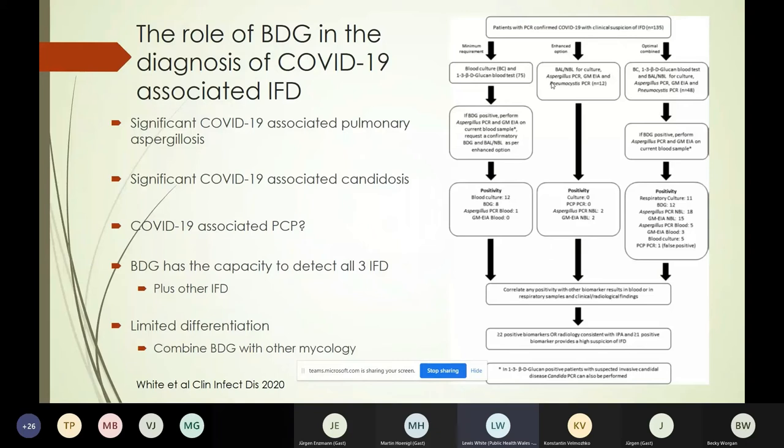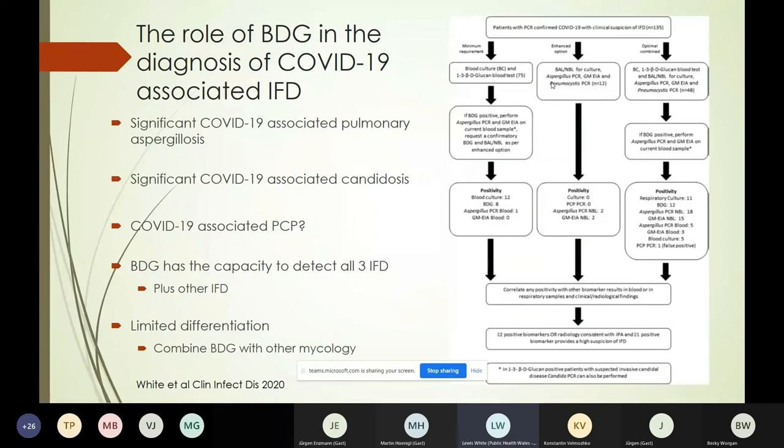There's also concern that we were going to see COVID-19 associated pneumocystis pneumonia, given that many COVID-19 patients develop lymphopenia, and lymphopenia is a risk factor for PCP. Although there have been the odd case reported, I don't think it's as significant currently as aspergillosis, candidiasis, or even mucormycosis. Possibly in the UK we use quite a lot of ceftriaxone to manage patients presenting with ventilator-associated pneumonia or community-acquired pneumonia, so I'm wondering if this empirical use of ceftriaxone is knocking down the incidence of PCP. But from this perspective, BDG has the capacity to detect all of the invasive fungal diseases listed above, plus other invasive fungal diseases, as Jürgen has already alluded to.